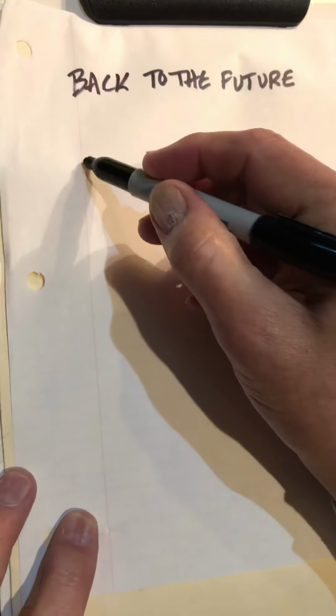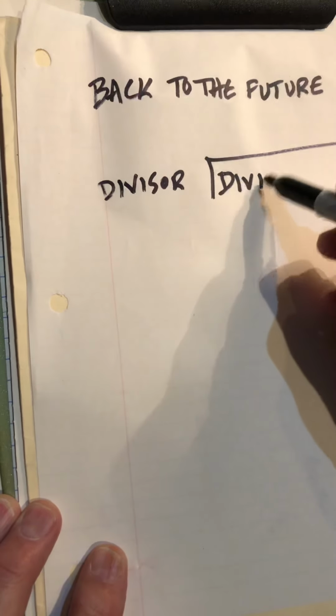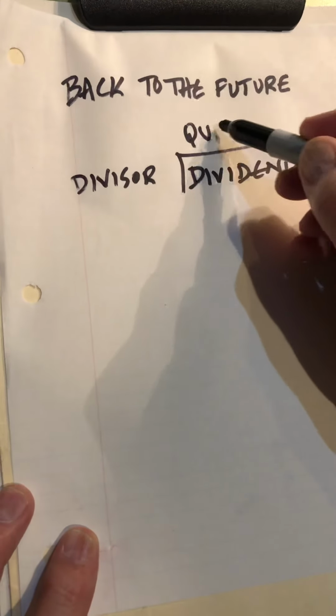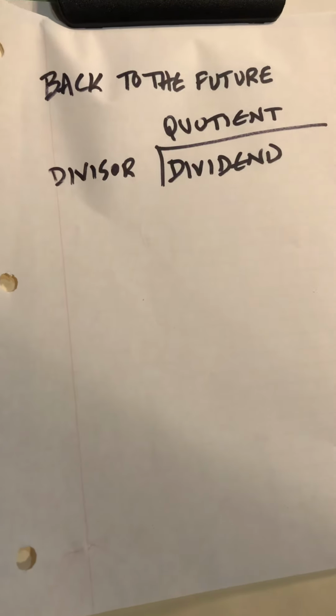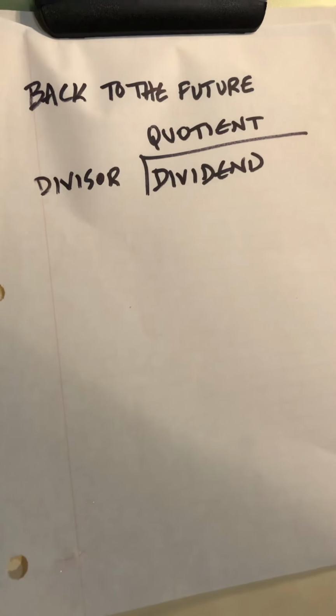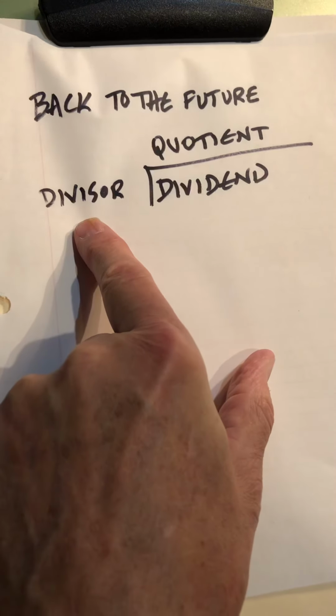Okay, first of all, let's talk about some definitions. You have a divisor that divides into the dividend and produces a quotient or an answer. The answer to division is a quotient, just like the answer to multiplication is a product, to addition is a sum, and to subtraction is a difference. But in division, we get a quotient when we divide the dividend by the divisor.